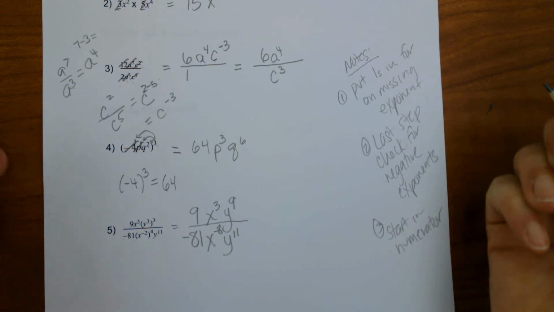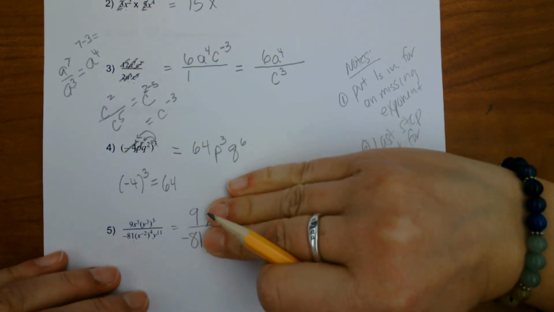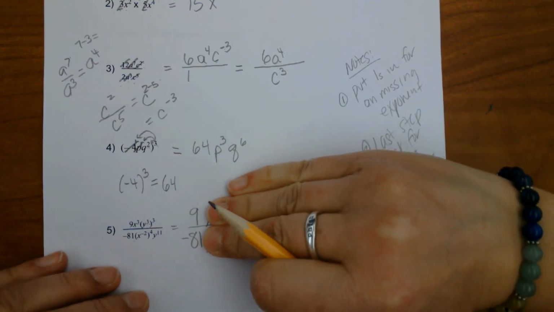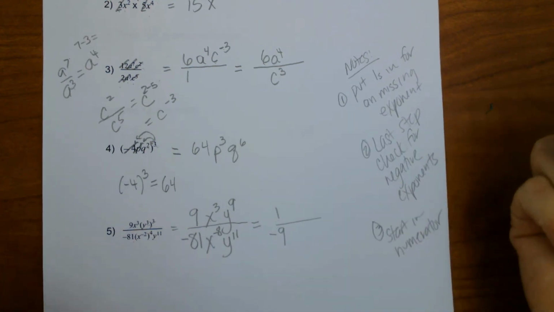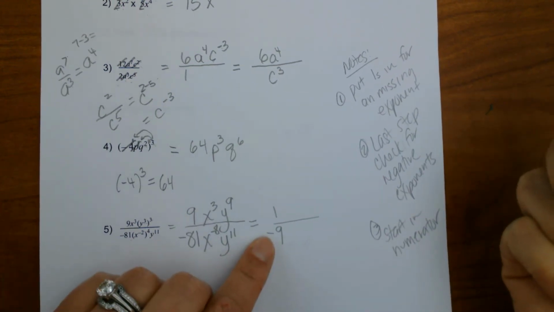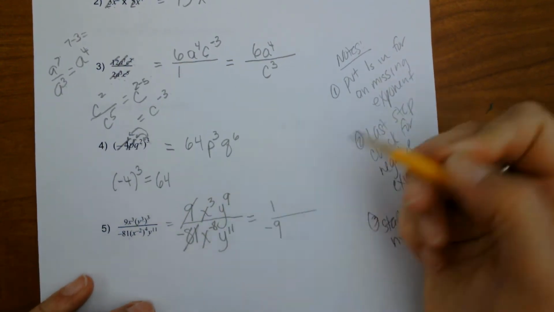Again, step by step. We looked at the numerator, then we went to the denominator. Now let's see if I can simplify just 9 over negative 81. And you're right, so it's going to be 1 over negative 9. Negative in the denominator, that's fine. This is just a negative 9. It's not a negative exponent. Okay, what can I simplify next? That takes care of that.